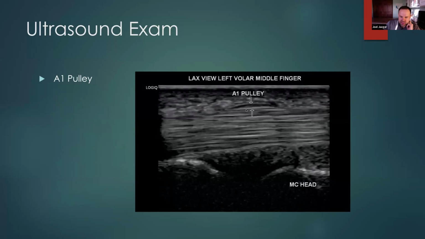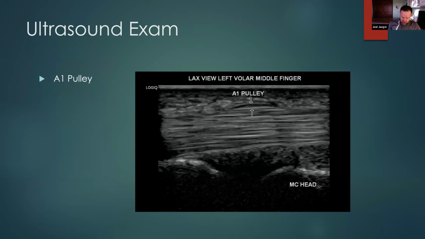Okay, so here is a long axis view of that A1 pulley, and here's that trilaminar appearance that I was talking about. You can see the hyperechoic top, the hyperechoic bottom, with that hypoechoic substance in between. When you're first looking for these, sometimes it almost blends in with the fibrillar pattern of the flexor tendons. So this is something where that dynamic exam can be helpful.